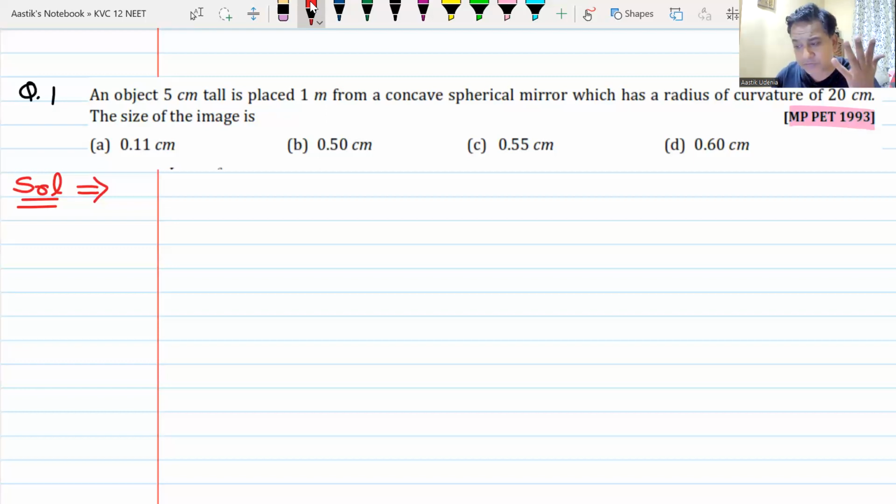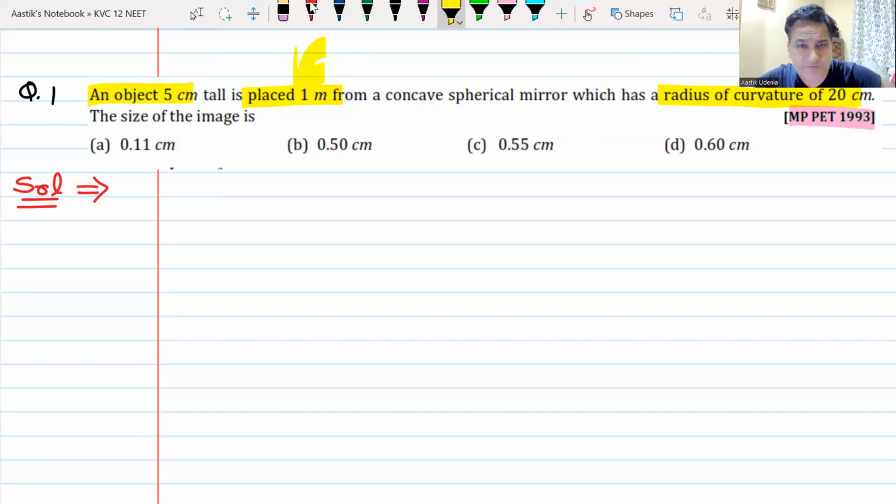Can anyone tell me how you are going to find the size of the image? First, you will find what? What is given to you? The radius of curvature is given to you. That means you know the focal length. The distance of the object is given to you. That means you know the value of u. The height of the object is given to you. You have to find the height of the image.